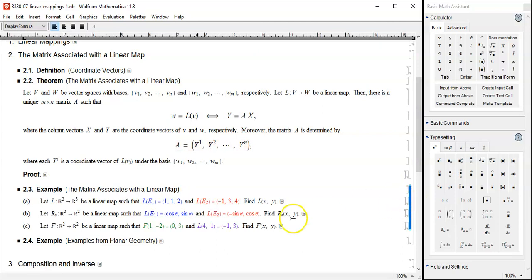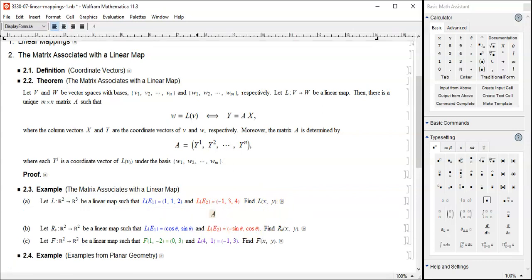Here's an example. Let L go from R2 to R3, where the standard basis vector E1 goes to (1, 1, 2) and E2 goes to (-1, 3, 4). Find L of (x, y) and express it as a matrix expression. We're going to get this. This (1, 1, 2) came from E1, the first one, and we write it as a column vector. And this (-1, 3, 4) came from E2, so that's going to be the second column vector. So we need this.